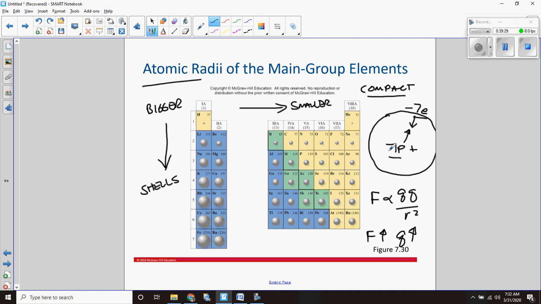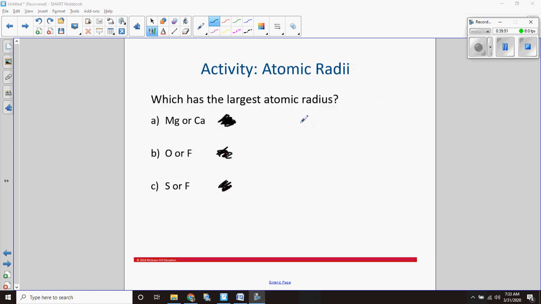As you go across from nitrogen to oxygen to fluorine, you go from +7 to +8 to +9 with fluorine. The larger that Q gets, the larger the force gets. As the force gets higher, the radius of the atom decreases because it's pulling the atom in tighter and tighter and tighter. So I hope that analogy made sense.